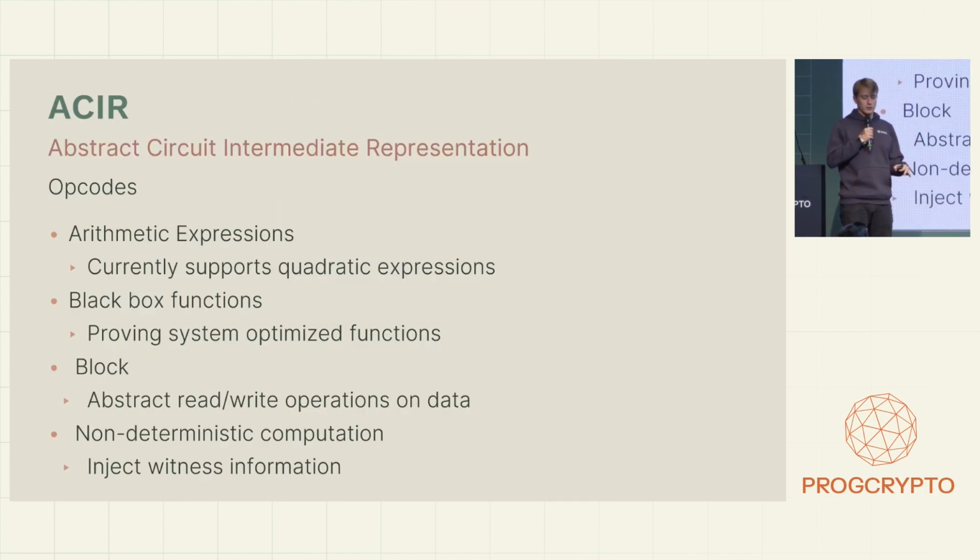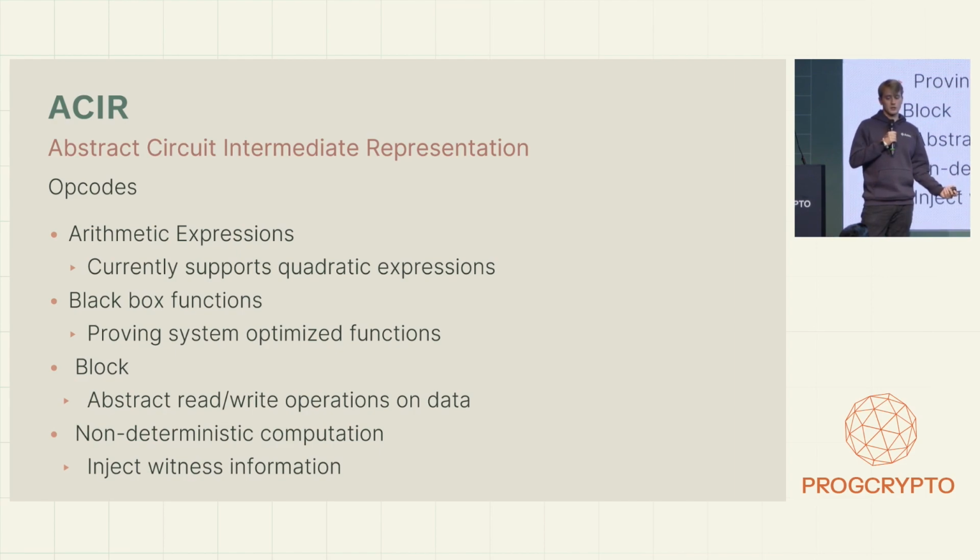To go into a little bit more detail about what constructs an ACIR circuit, we have mainly just four opcodes. There are arithmetic expressions, which are the bulk of what you're going to see in ACIR. Right now, we just support multivariate quadratic expressions, so we support PLONKish languages and R1CS. This could theoretically be expanded to polynomials of arbitrary degree, but right now it's just quadratic expressions.